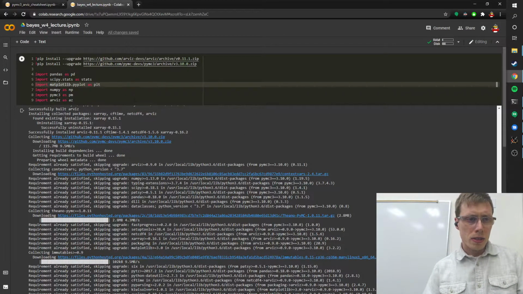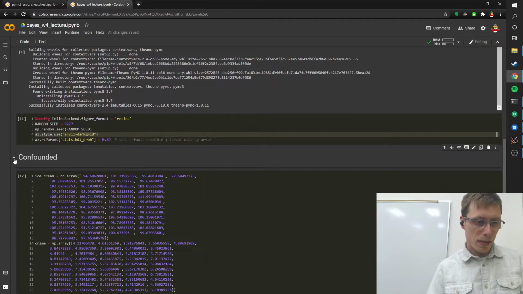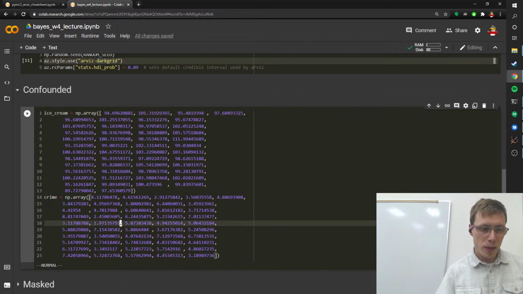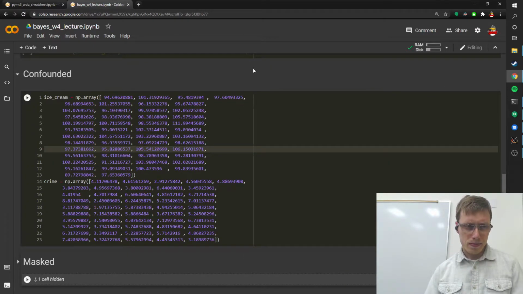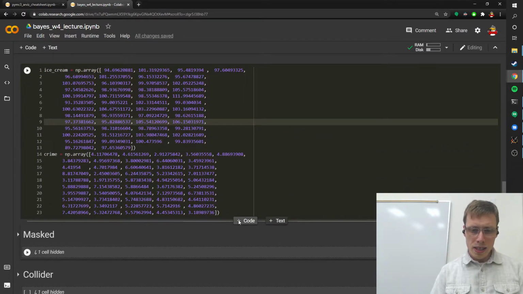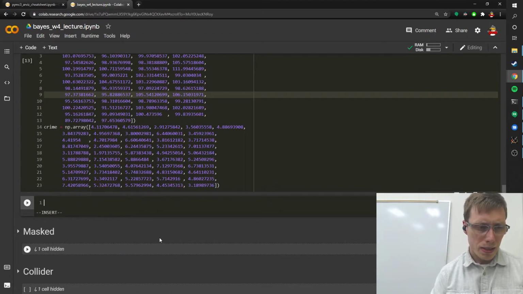So right here, I already have the file and I already have some of the data set up. Here's just some data for the ice cream and the crime, and they're in pretty much arbitrary units here. But first we run this and load in the data.